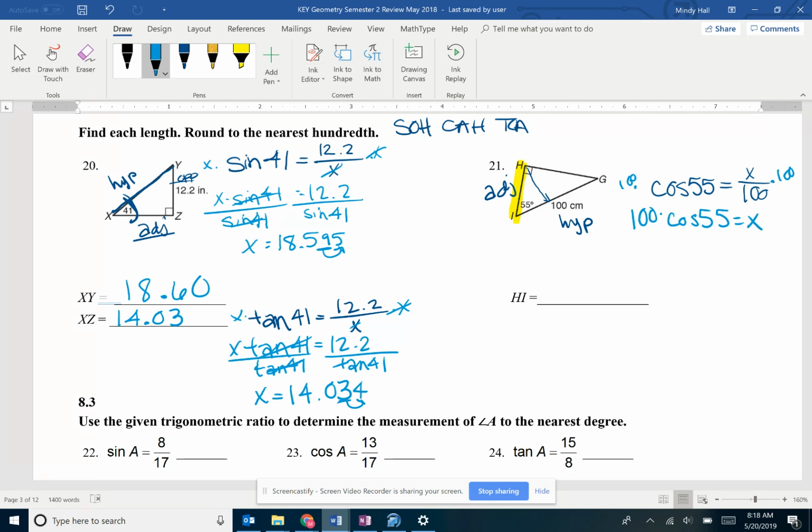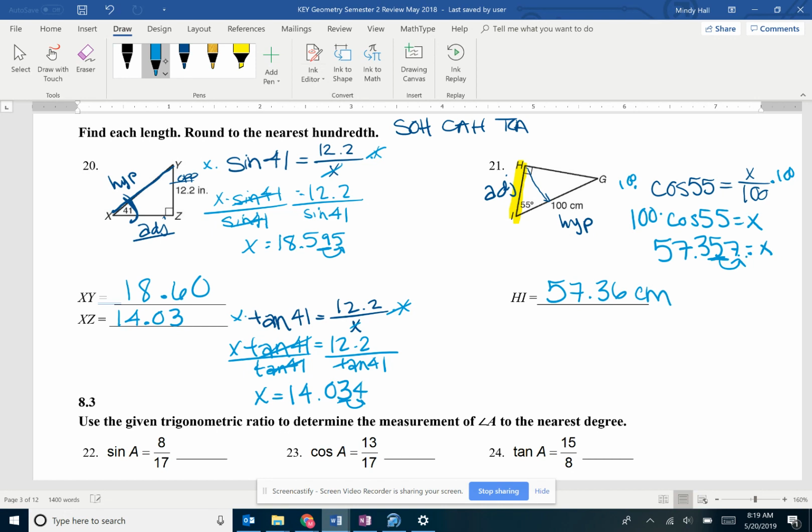So then in your calculator, 100 times cosine 55 is 57.357. And technically it'd be 358 because it does round up. But because we need nearest hundredth, I only care about the first three. So looking at this 5, looking at that 7 tells us to round up. So we'd have 57.36. And this would be centimeters.